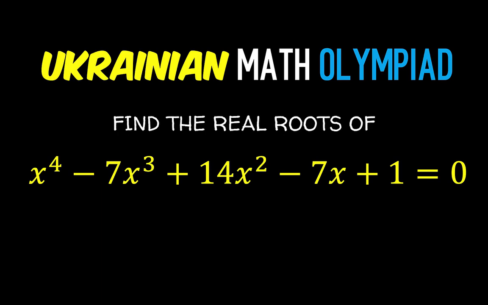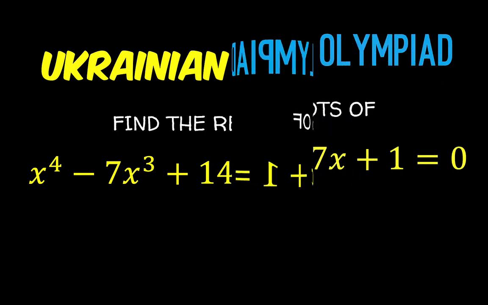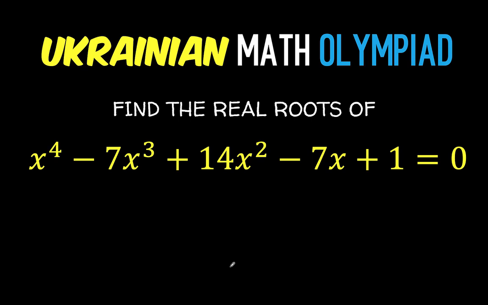Hey everyone, here's our math problem for today. This is a problem given in the Ukrainian Math Olympiad. We are asked here to find the real roots of this polynomial equation: x to the fourth minus 7x cubed plus 14x squared minus 7x plus 1 equals 0.